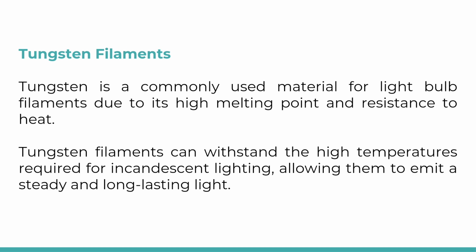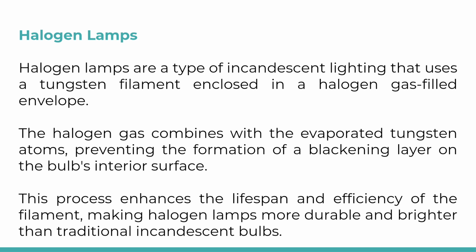Halogen lamps. Halogen lamps are a type of incandescent lighting that uses a tungsten filament enclosed in a halogen gas-filled envelope. The halogen gas combines with the evaporated tungsten atoms, preventing the formation of a blackening layer on the bulb's interior surface. This process enhances the lifespan and efficiency of the filament, making halogen lamps more durable and brighter than traditional incandescent bulbs.